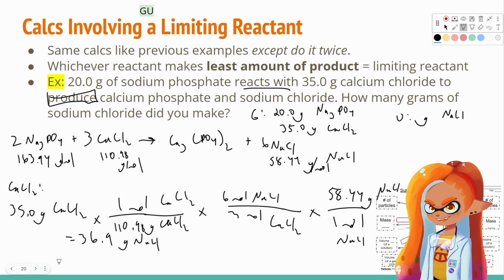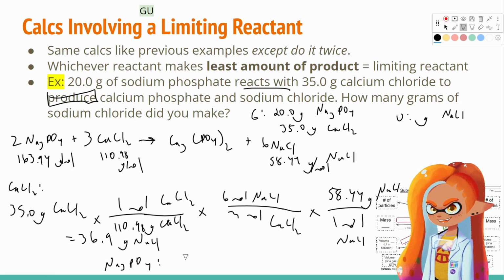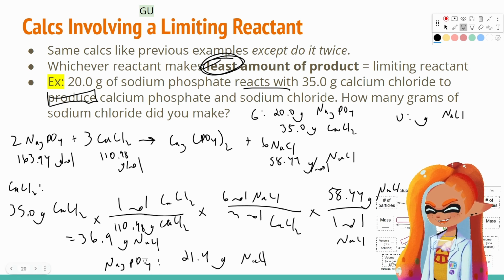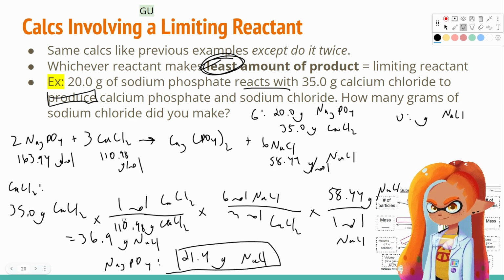If I do the math for Na3PO4, the math for that ends up being 21.4 grams of NaCl. And so it's whichever makes the least amount. So basically I would have done the math for this, and this would be our answer, and you would want to make sure you emphasize that if this was an FRQ question.